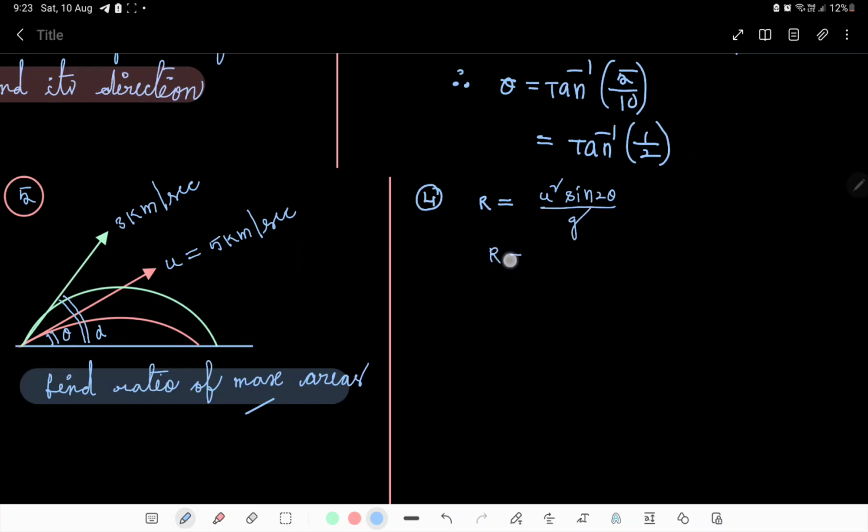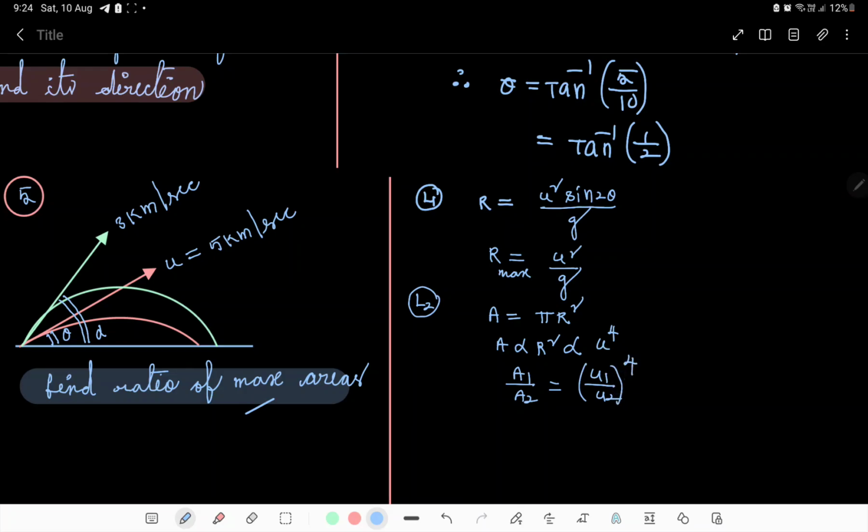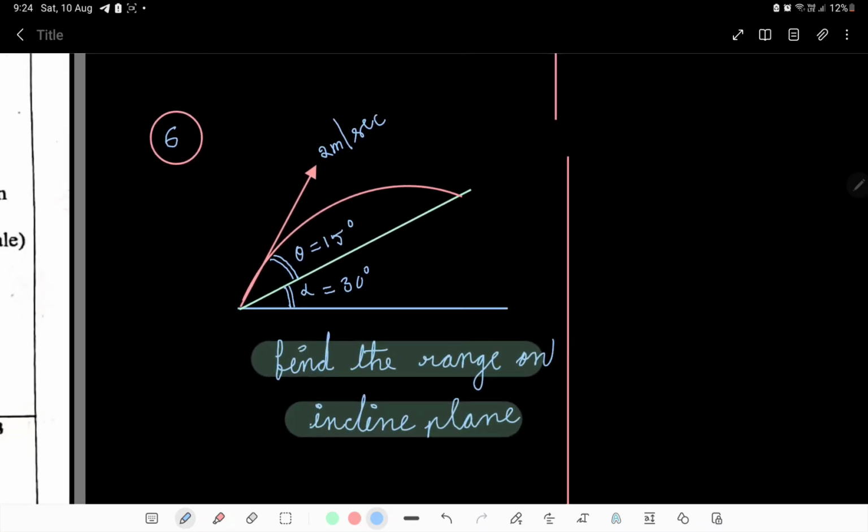Therefore, for the maximum range, theta will become 45, you know that, and that will be nothing but u square by g. So that follows logic number 1. And logic number 2 is area. The area will be a circle area. Why is it a circle area? Because if you throw in all directions, that will make a circle. Therefore this area is directly proportional to r square, and that is also directly proportional to u power 4. Therefore A1 by A2 will be equal to (u1 by u2) whole power 4. That will give the answer, right? So that's logic number 2.